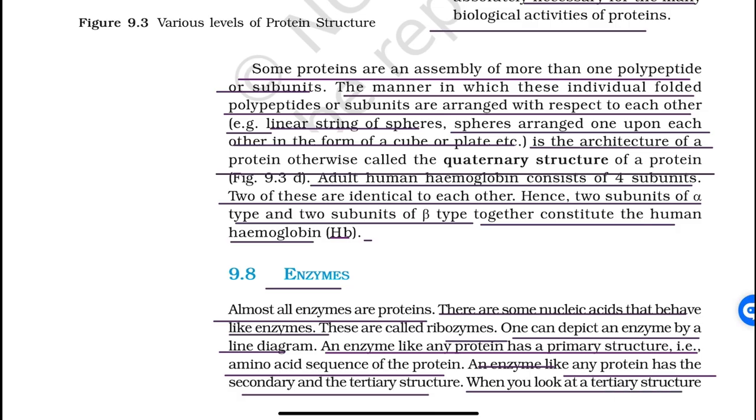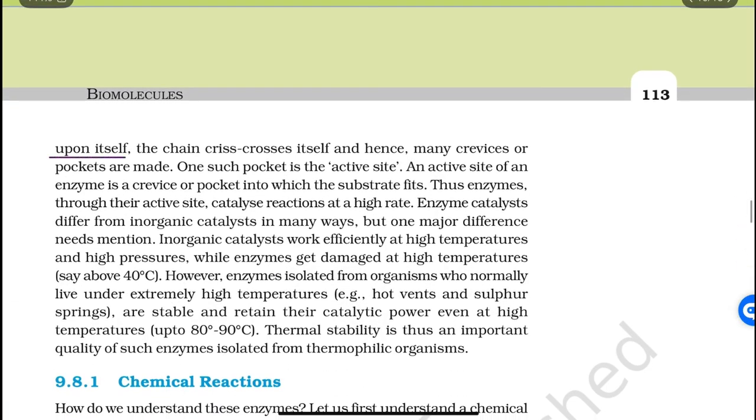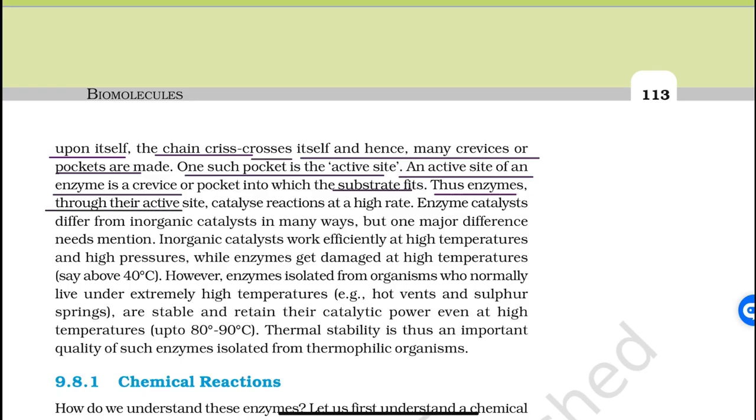When you look at a tertiary structure, the chain folds upon itself and crosses itself, and hence many crevices or pockets are made. One such pocket is the active site. An active site of an enzyme is a crevice or pocket into which the substrate fits. Thus, enzymes through their active site catalyze reactions at a high rate.